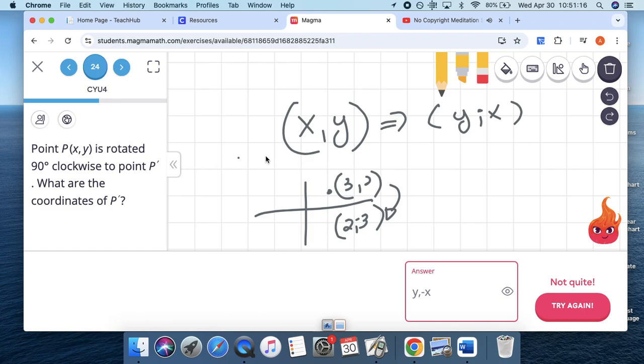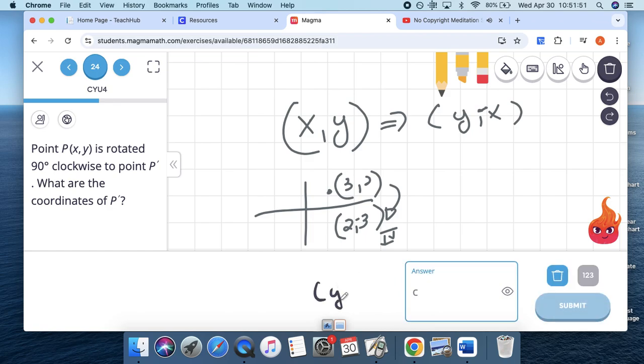Point P, XY is rotated 9 degrees clockwise to point P prime. What are the coordinates of point P? Well, again, if you take the example 3, 2, you switch once, right? It becomes 2, 3, and guess what? In quadrant 4, you negate whatever x was, and it becomes negative. Alright, I'm moving. So if you find why I did it incorrectly, what am I typing?